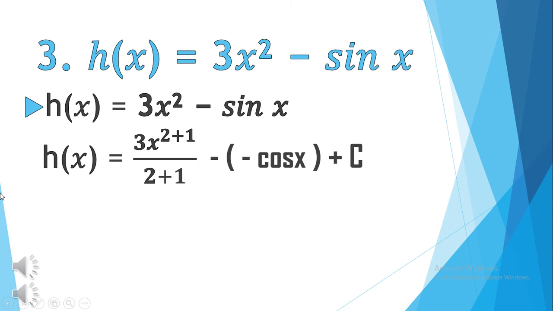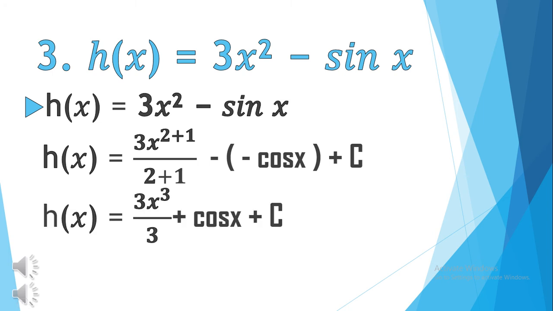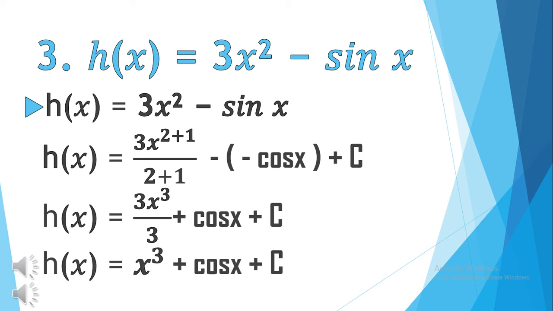Because the integral of sin x is negative cos x, then add the exponent and the denominator and convert the negative cos x to positive, because negative multiplied by negative is positive. So it should be h of x equals 3x cubed over 3 plus cos x. Do the cancellation. h of x equals x cubed plus cos x plus c. Our final answer.